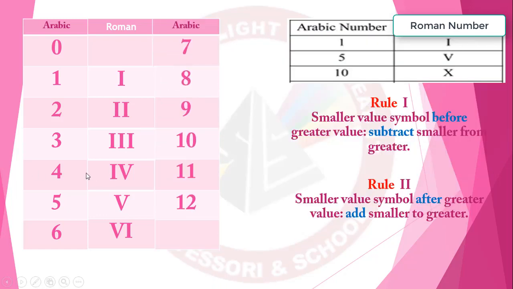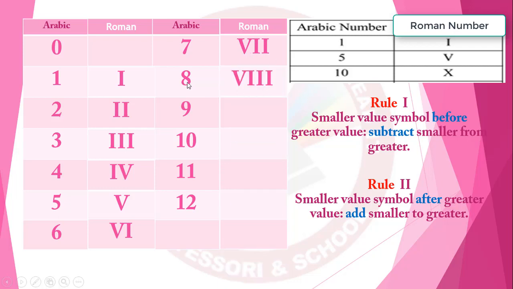Again, look at this: 4 is smaller than 5, so the smaller value symbol comes first, then the greater value symbol comes. And 6 is a bigger number than 5, so the bigger value comes first and then the smaller value symbol comes. Okay, now move on to 7. Simply we add 2 I's together to make it 7. How? As we know, V is 5, then 6, 7, as I means 1, this I also means 1, so we just add them: 5, 6, 7. In order to make 8, we simply add one more I to get 8: 5, 6, 7 and 8.